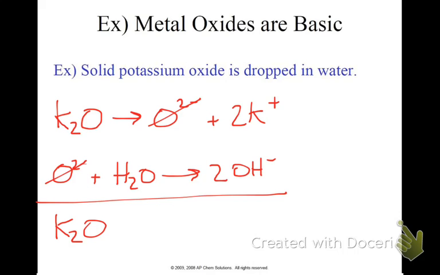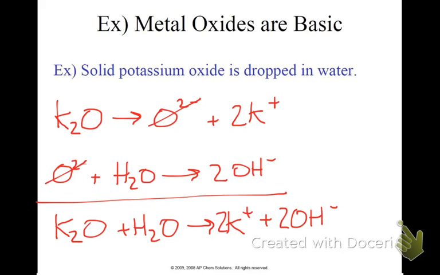So then K2O plus H2O is going to turn into K plus hydroxide, and there would be 2 and 2 right there. So as a result, the concentration of hydroxide goes up, and the pH also goes up.